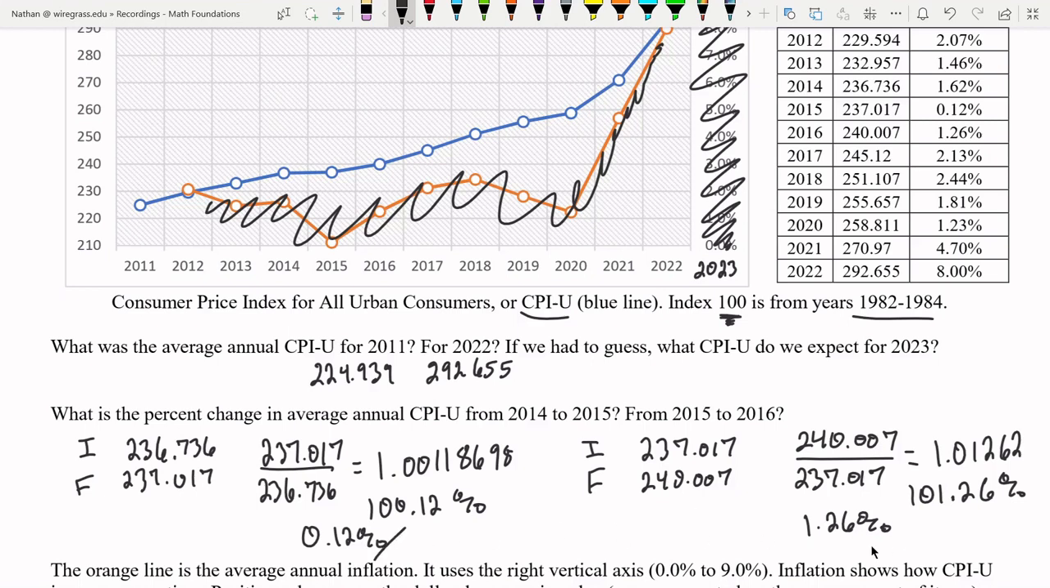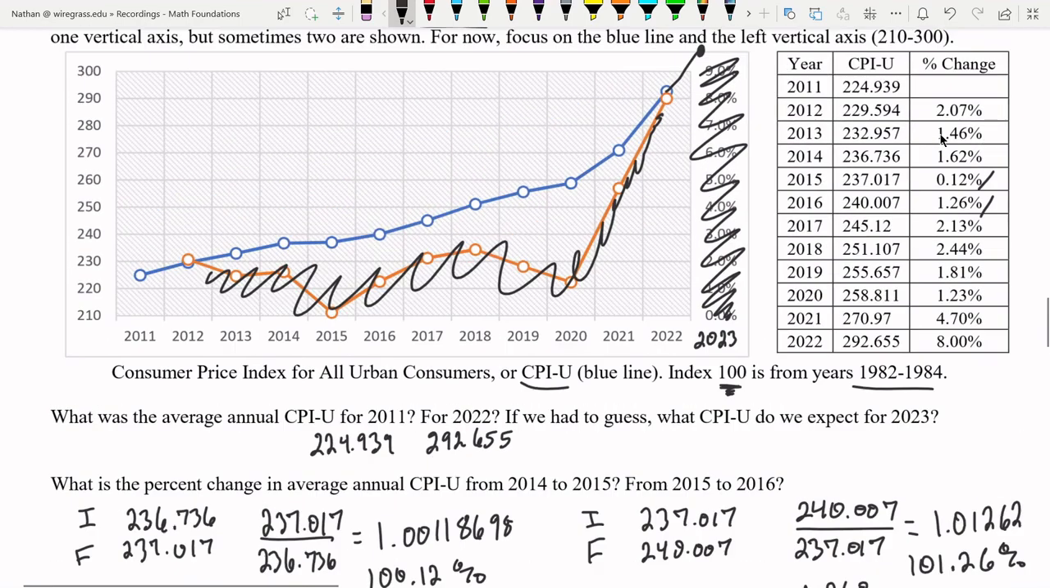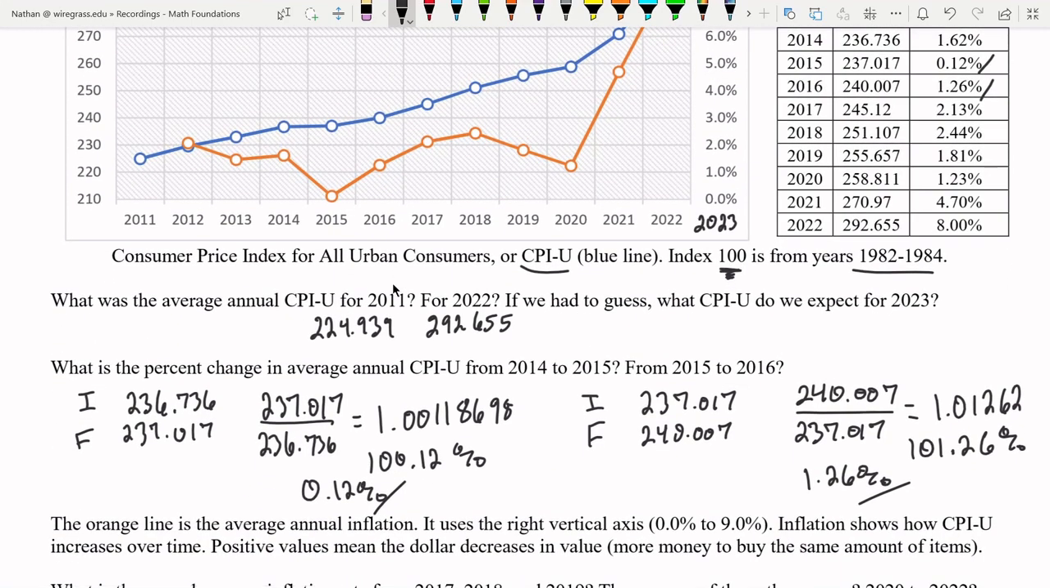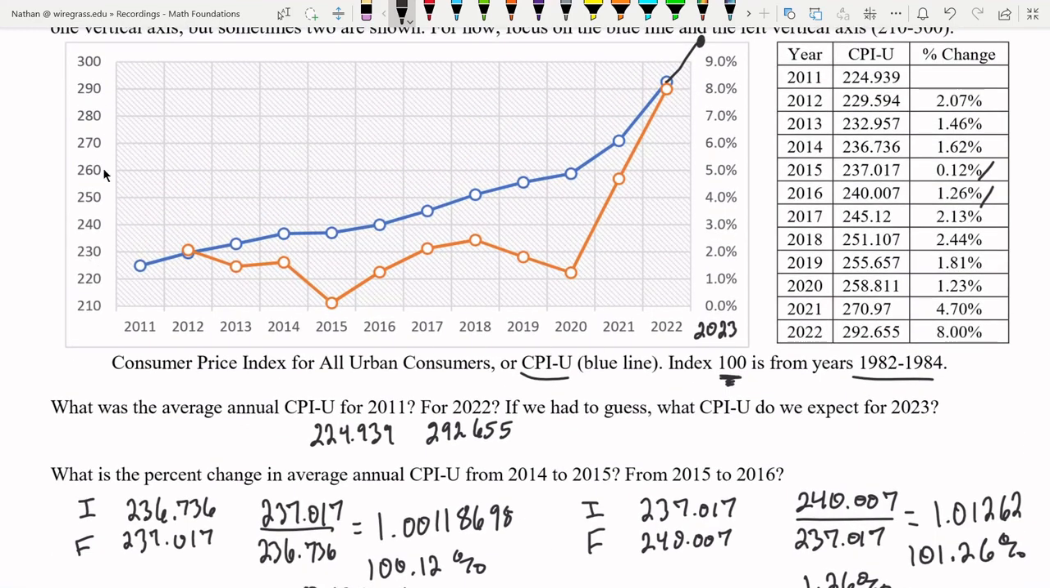And these two values here, you can see, are actually what is shown here, 0.12 and 1.26. So actually, what I have here in this third column is percentage change. And this percentage change, this column here, which is shown in the yellow, is inflation, the annual average inflation. And that's going to be based on the consumer price index. It's going to use the right vertical axis. So we use the left vertical axis for the CPI, the blue line. But the right vertical axis is going to be used for this orange line. So we're not going to use this at all for the orange line.